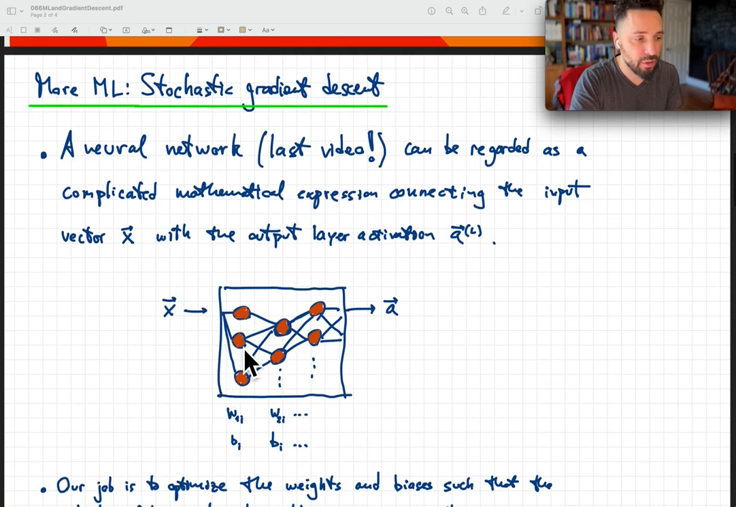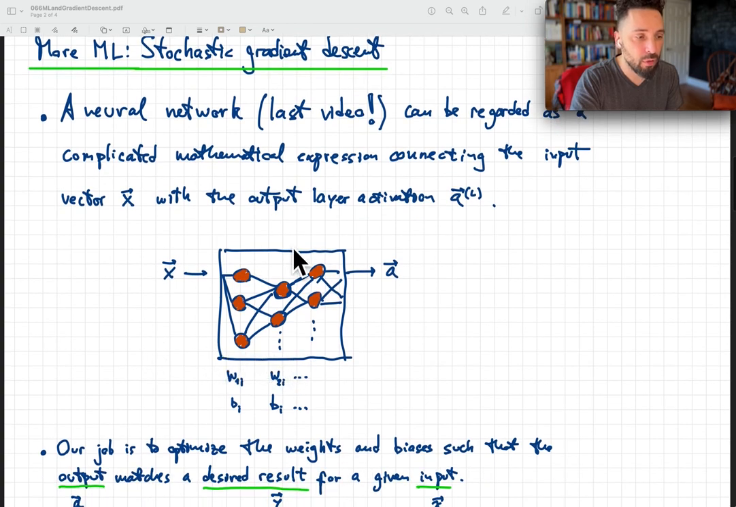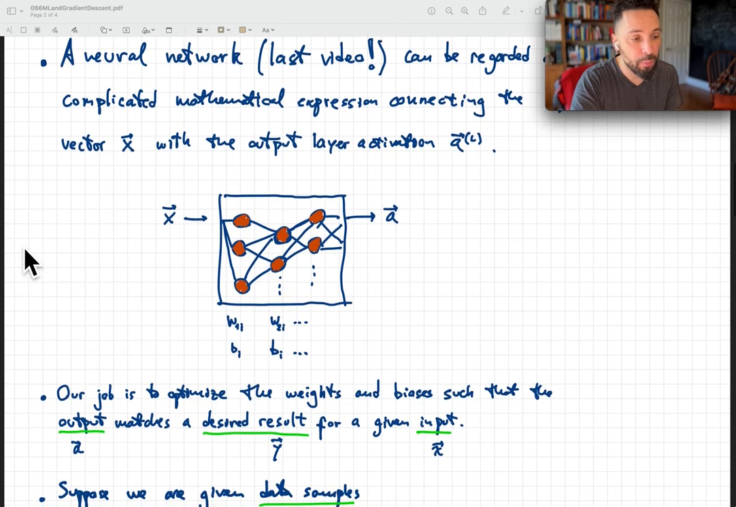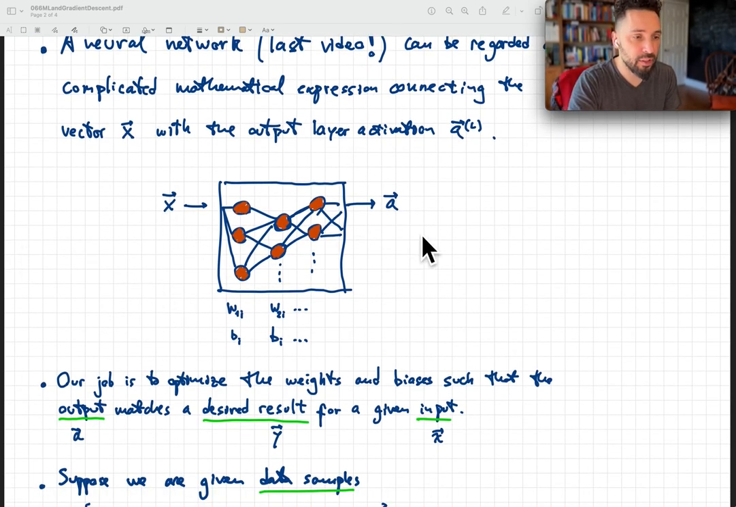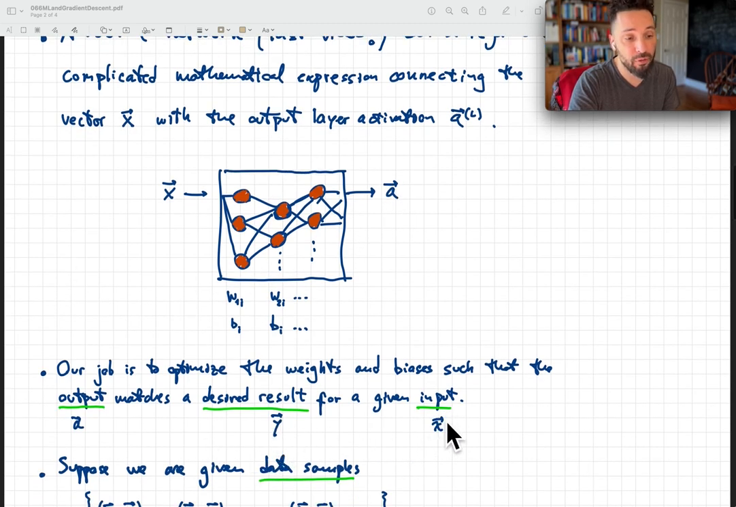At each instance here in this cartoon, you have layers of neurons, and each neuron will have its weights and biases, and together this neural network will have a bunch of parameters, which are the weights of all of the neurons and the biases of all of the neurons. Our job then is to optimize the weights and biases such that this output A matches some desired result Y for a given input X.